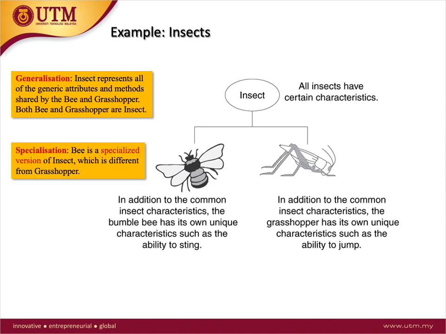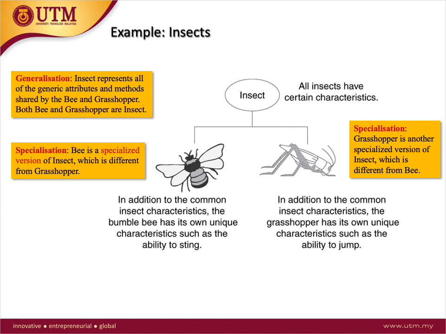And for specialization, the bee is a specialized version of insect, which is different from the grasshopper. What is the specialization here? It is the ability to sting. That is the specialized feature of the bee. What about the grasshopper? Its specialized feature is the ability to jump. So this basically describes generalization and specialization in inheritance.